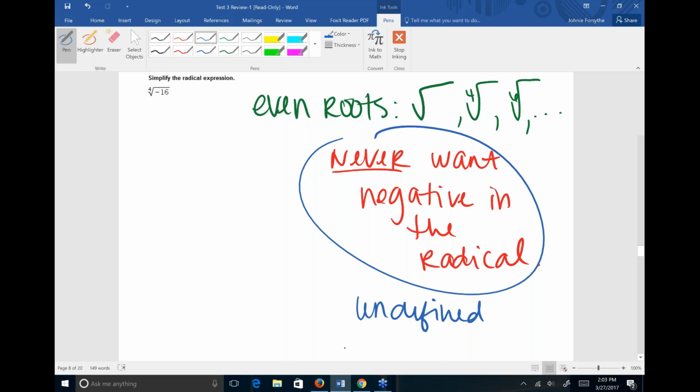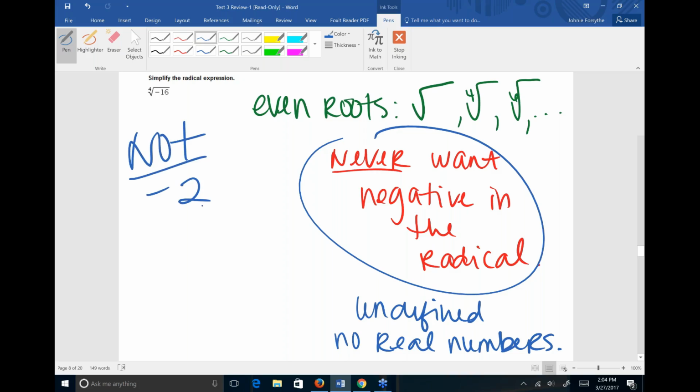Imaginary numbers, which we're not talking about yet, but we will after this test. No real numbers. And that's what we have here. The fourth root of negative 16 is not negative 2. This does not equal negative 2. And you may ask, why is that?